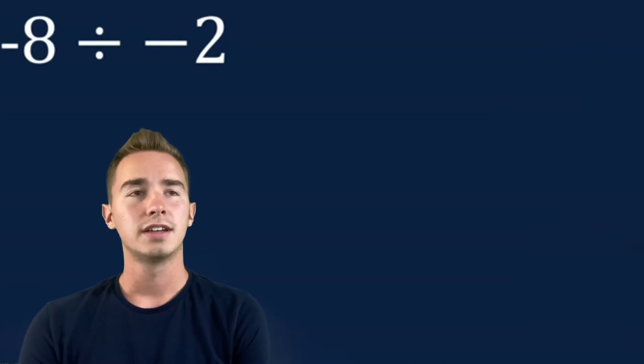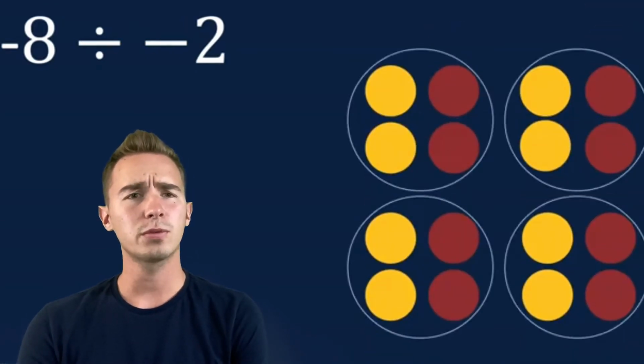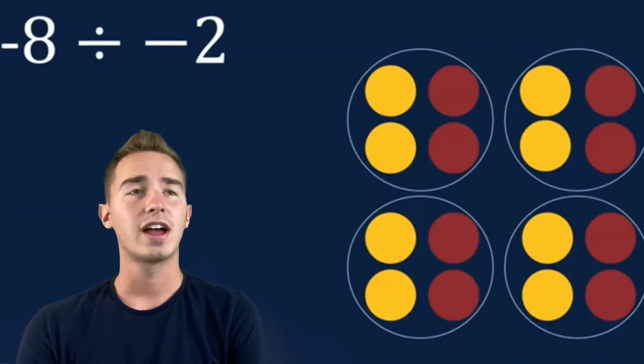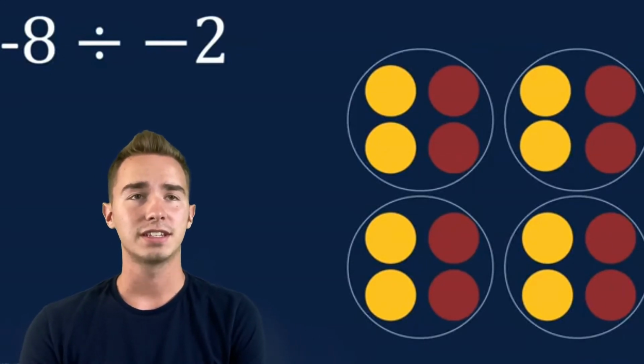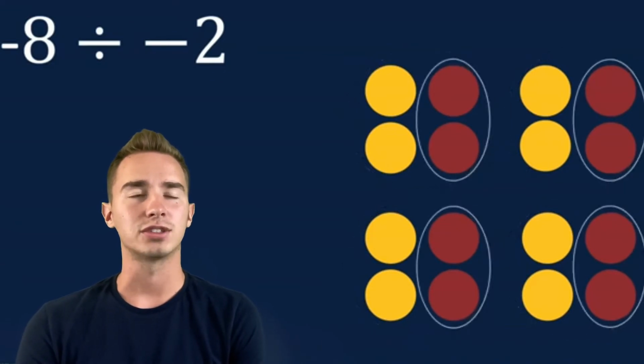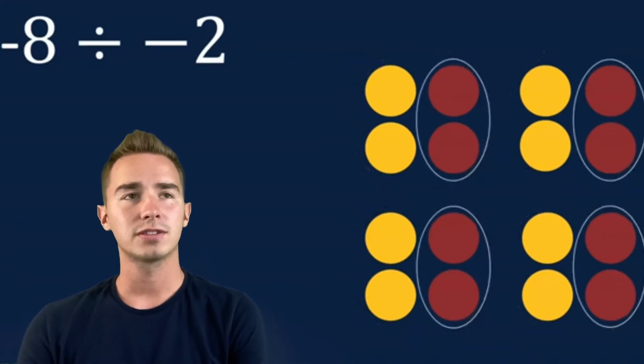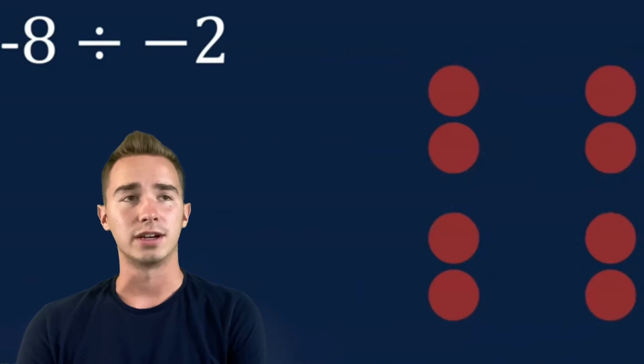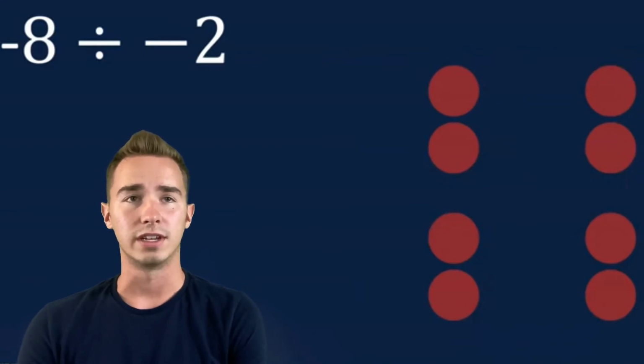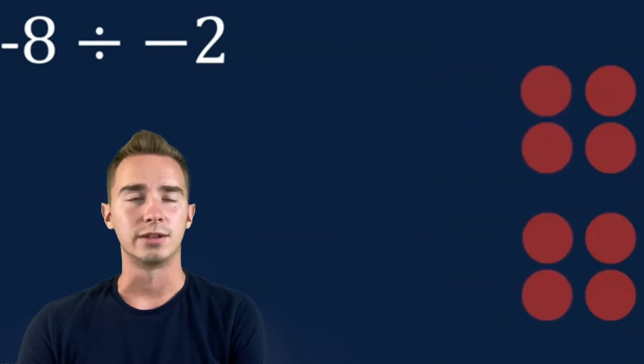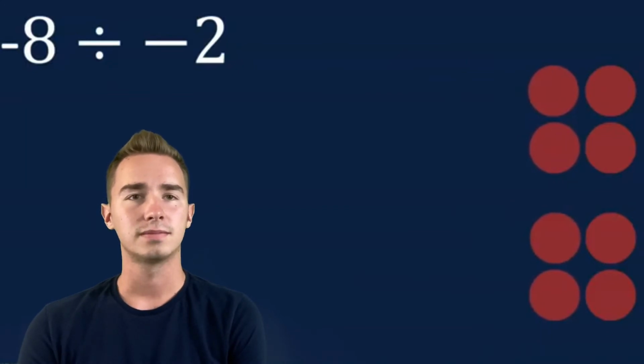Moving on to our last problem. Start with the 0 pairs again. We need to figure out how many groups of -2 do we need to get to -8. Like our first model, we don't actually need the 0 pairs. We can actually just add up 4 groups of -2, and then we have that -8 that we needed.